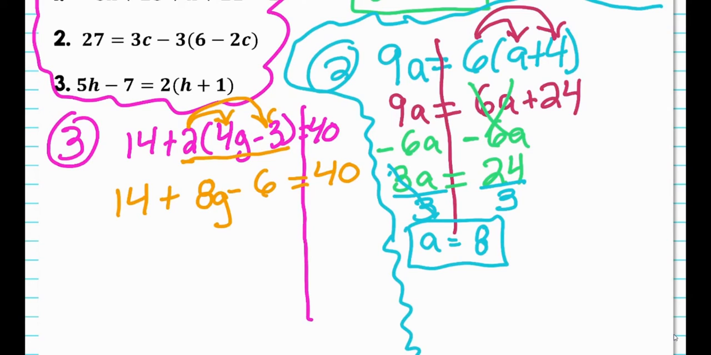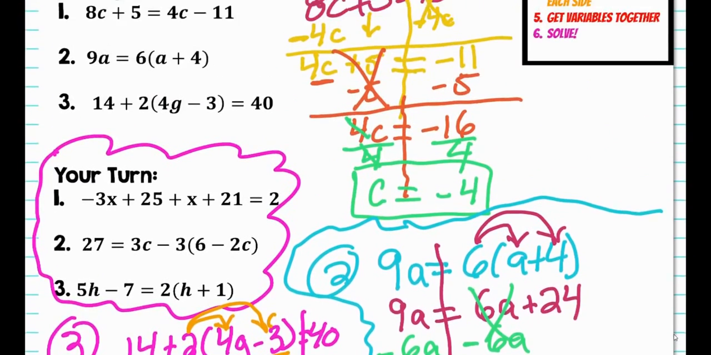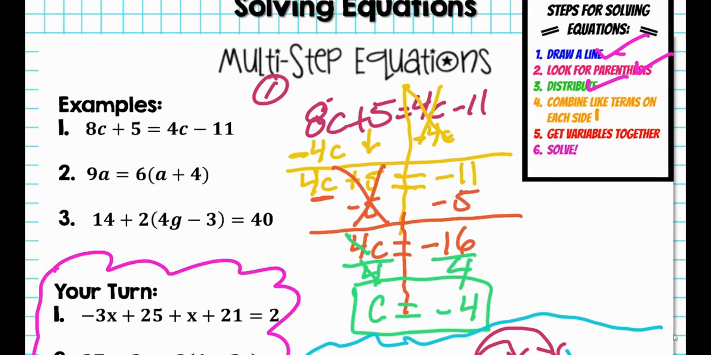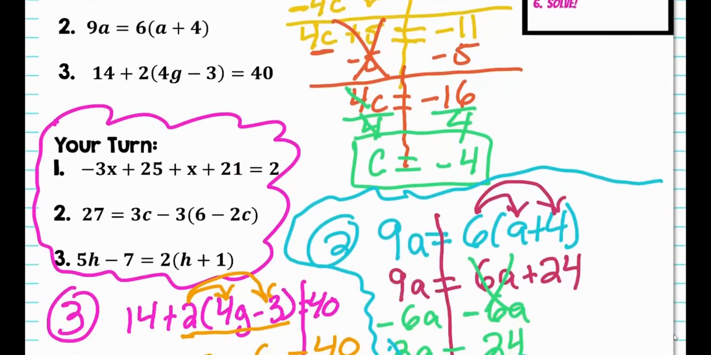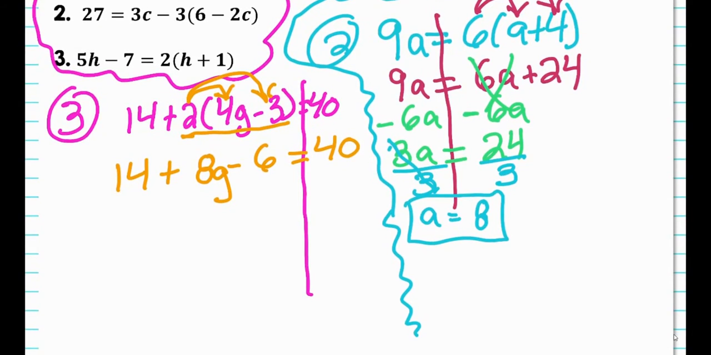You guys are tempted to not rewrite everything and bring it down, but I highly suggest that you go ahead and bring everything down. It's more to write, but it'll save you some time in the end, okay? So now let's look and see what the next step is. Well, combine like terms on each side. Okay, awesome. So let's do that. Let's look and see what we need to combine. Over here, I see that I have 14, 8g, and -6 just on this one side.